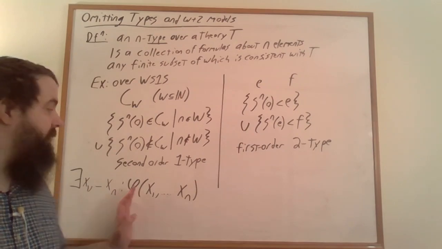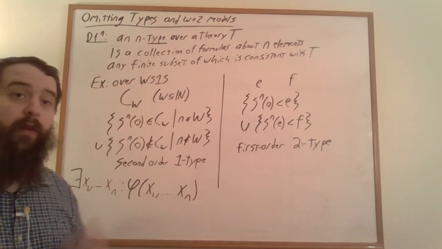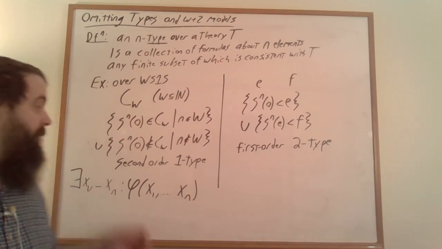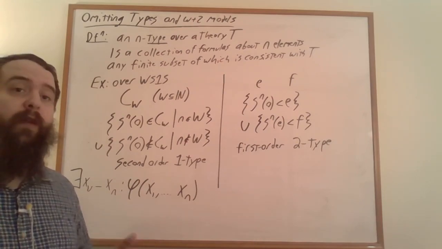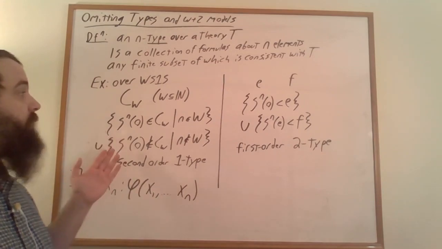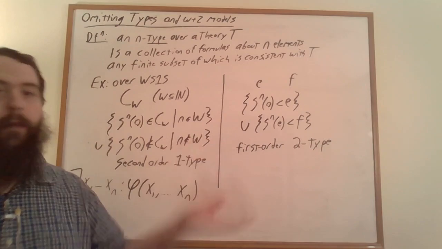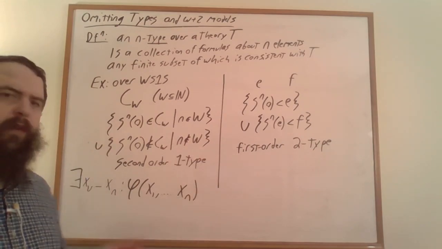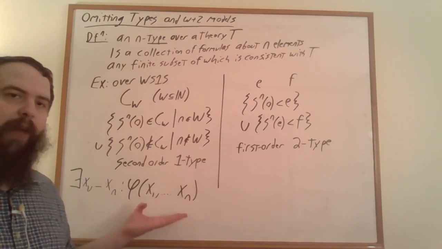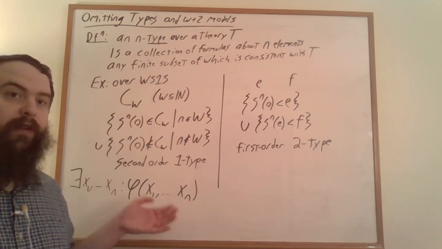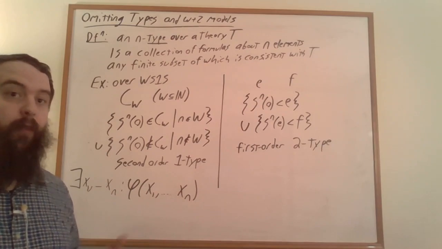In the first case, this type here has to be manifested in all non-standard models of weak S1S, and in the second case, in none of them. It's really only when we start talking about infinite collections of formulas that we can have some models that manifest them and some models that don't. But of course, this sort of situation doesn't just happen when our type consists of one formula. It can also happen when our type acts like it consists of one formula.